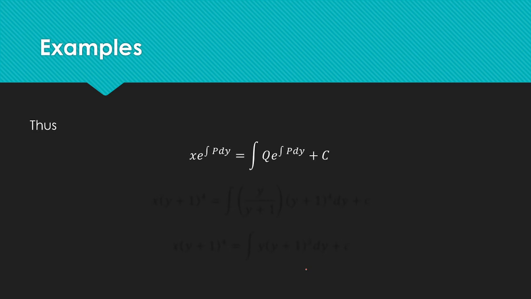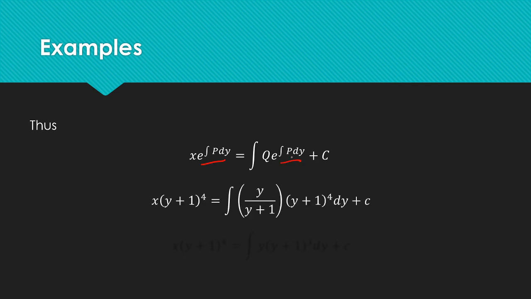So, this is the general solution for an equation linear in x. So, substitute natin yung integrating factor dito and then evaluate natin yung equation. So, we have x times y plus 1 raised to the 4th power is equal to the integral of y over y plus 1 times the integrating factor pa rin, which is y plus 1 raised to the 4th power dy plus c. So, simplify natin para mas madali.